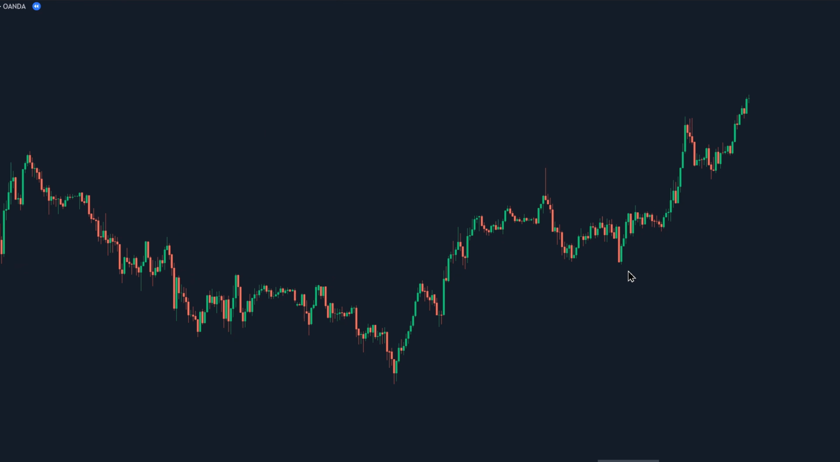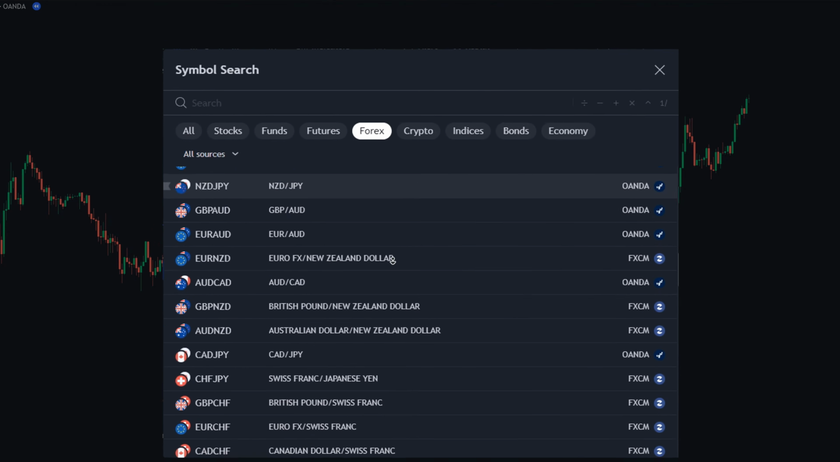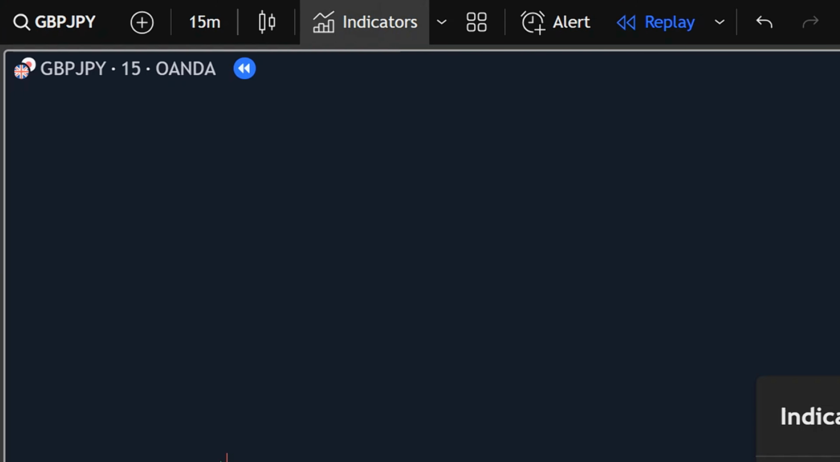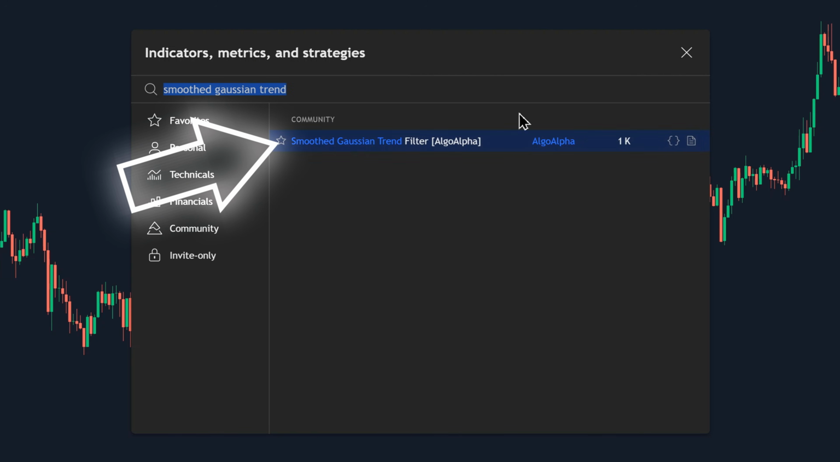Let's get into it. Now, to add this indicator to your chart, you want to go to TradingView and then open any trading security that you like in any time frame. For me, I'm going to be using the 5-minute time frame of GBP/JPY. After that, you want to click on Indicators and type in Smooth Gaussian Trend Filter, and it's going to be this one by Algo Alpha.